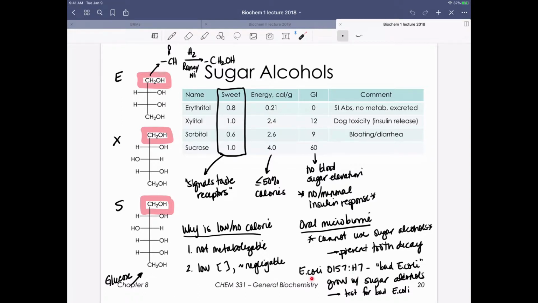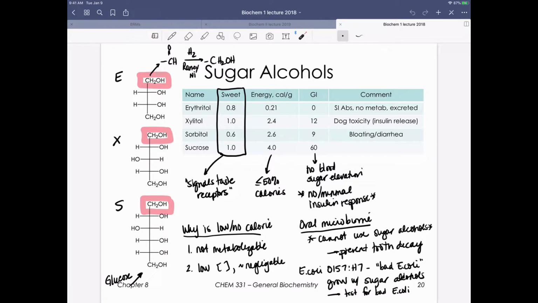And an interesting component here, E. coli O157:H7, this is the bad E. coli. When you hear about tainted meat and meat outbreaks, it's usually this very problematic strain of E. coli. And so these will actually grow on sugar alcohols. So this is actually a test for bad E. coli, seeing if your bacteria will grow on these sugar alcohols.